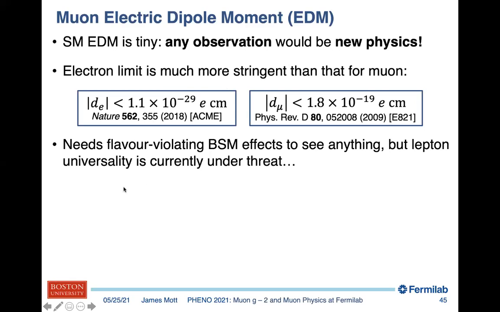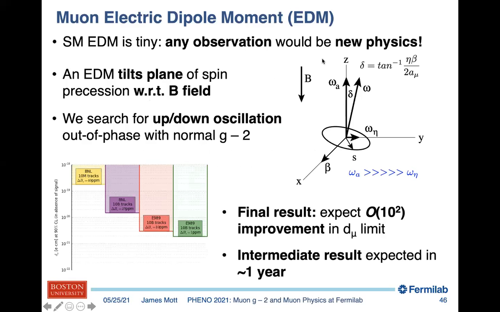But, you know, lepton universality is currently under threat, as we heard from Tulika's talk this morning. So maybe it's not such a crazy place to search for this. How this would show up in our experiment is, instead of the precession plane being completely horizontal with the spin pointing around just in a horizontal plane, an EDM just tilts it ever so slightly. So as well as an in-out oscillation, you also get an up-down oscillation.